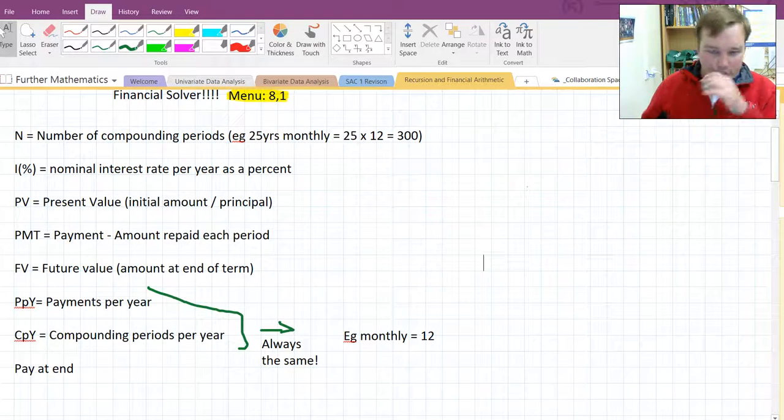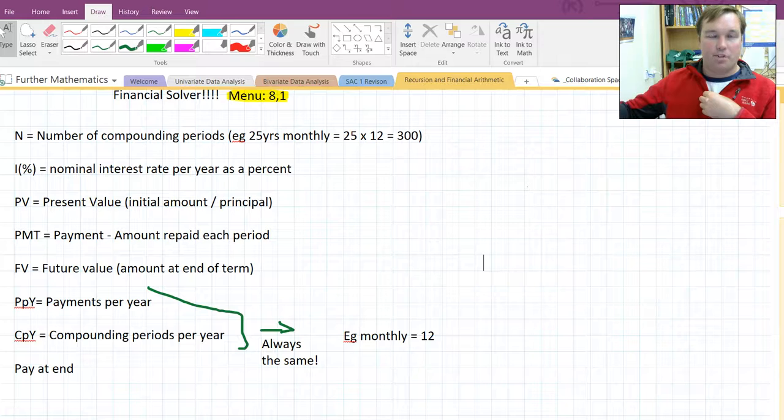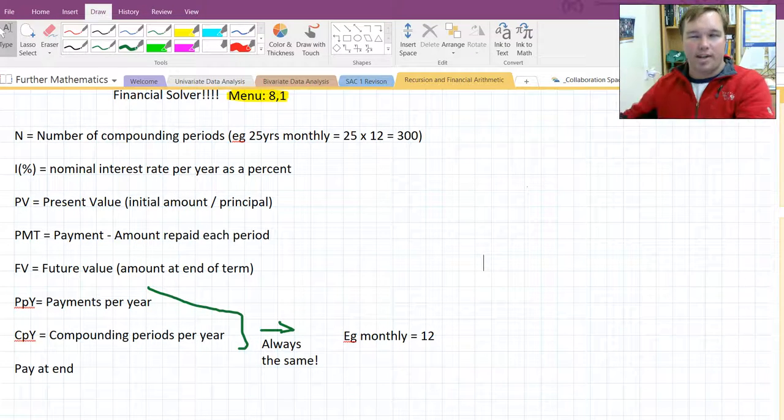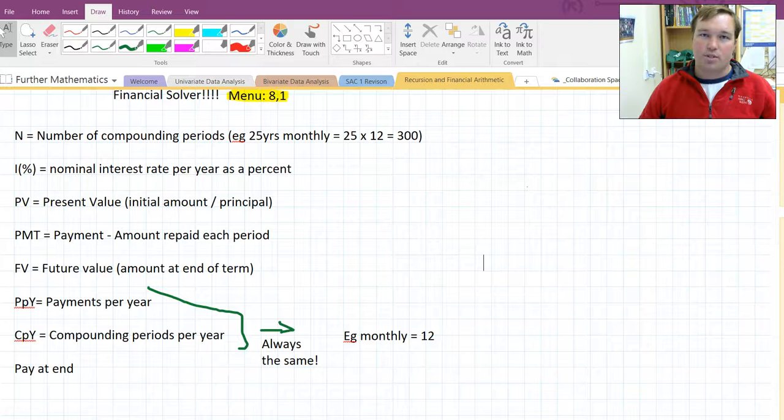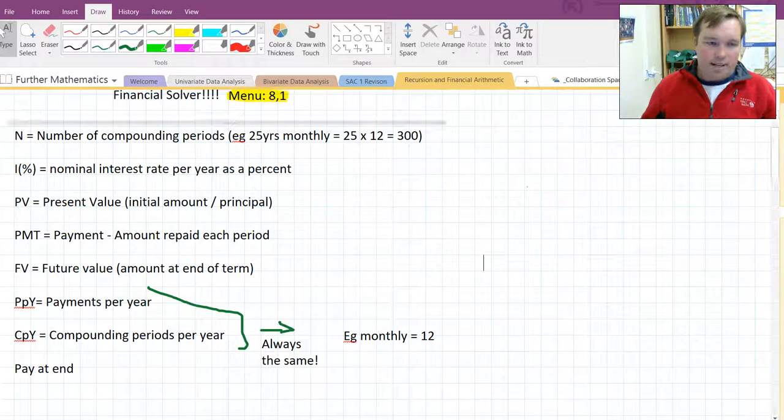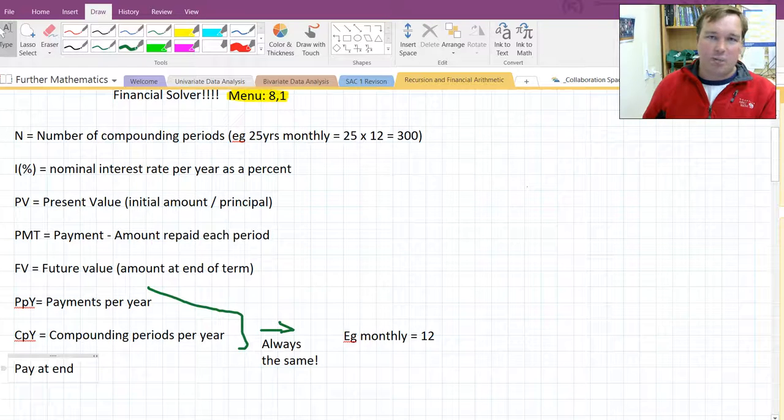It is possible that, for example, your mortgage might compound monthly, so charge interest every month, but you might be making payments every fortnight simply because you get your paycheck every fortnight and you make the payment straight away. That would be quite a normal thing, and that's how you could use Solver to adjust for that. But in further maths, those two are always the same. Same, pay at the end. We assume that the payment is made at the end of each month rather than at the start, and in VCE, that's always the case. So the last three are fairly easy.